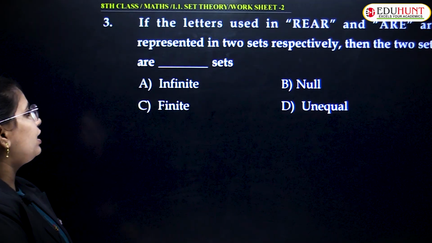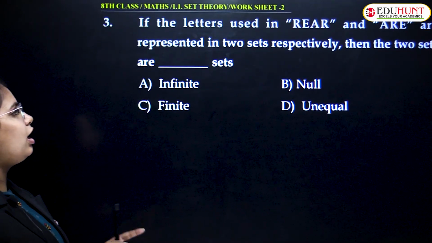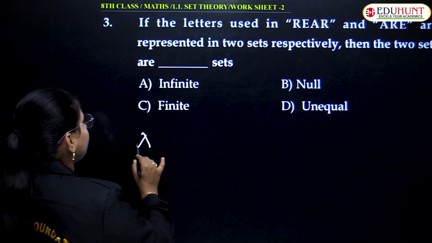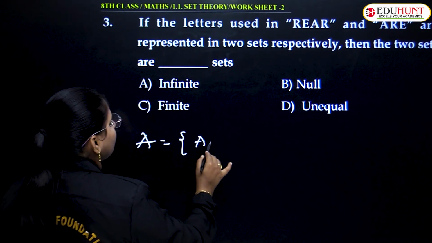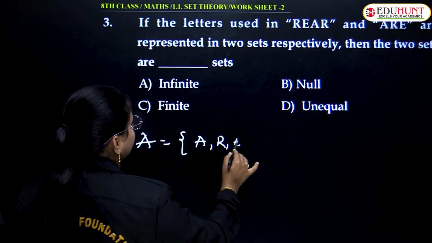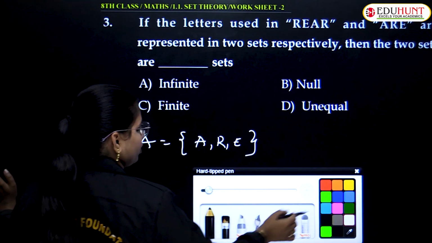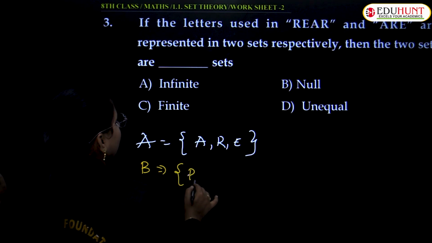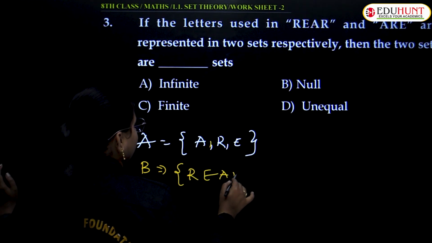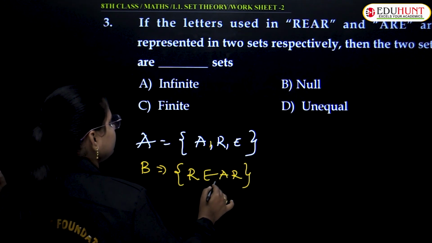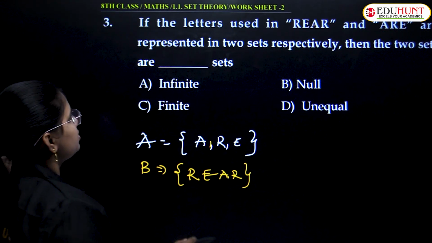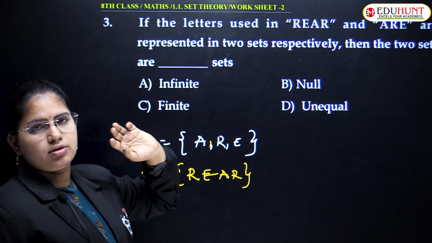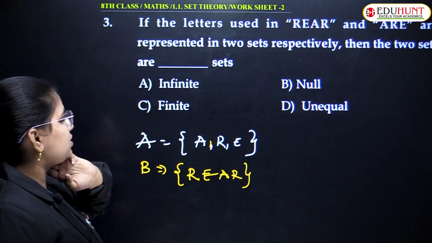Yeah. If the letters used in the word are represented in two sets. So let me take A = {ARE}. Next one, set B = {REAR}, represented in two different sets. Then the two sets are which sets?